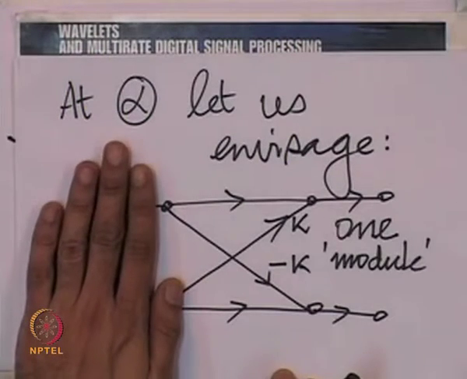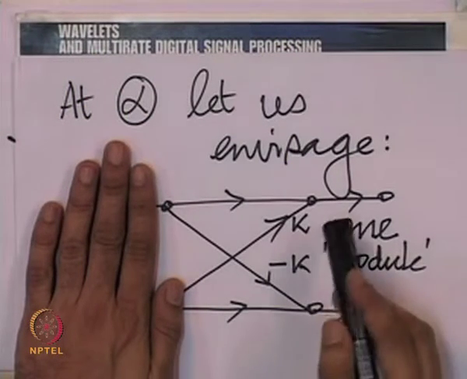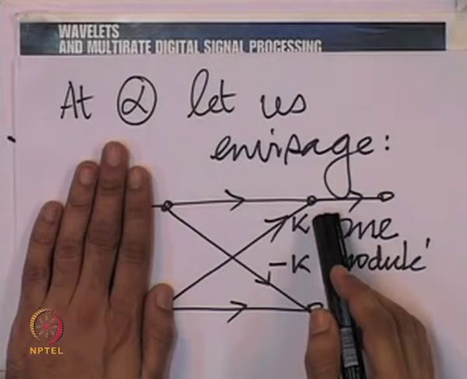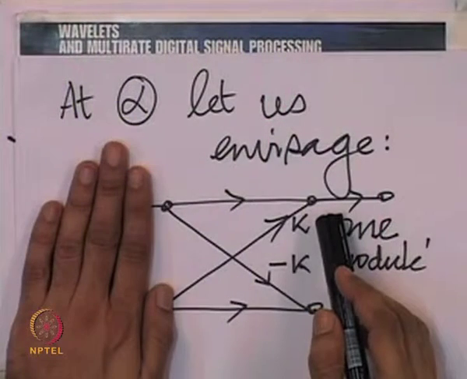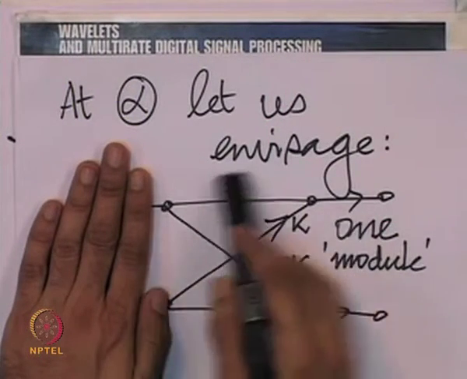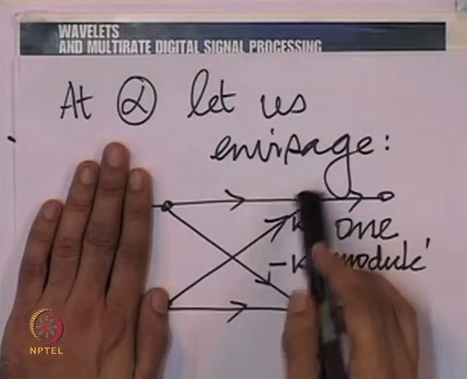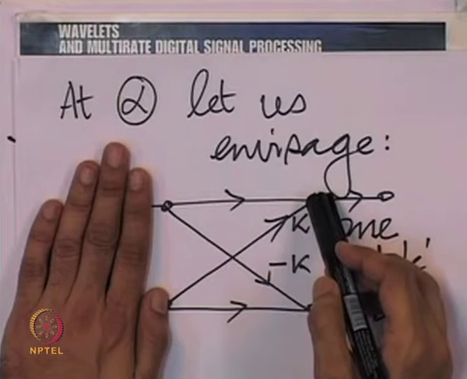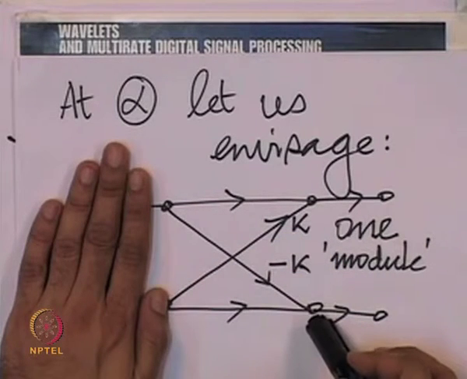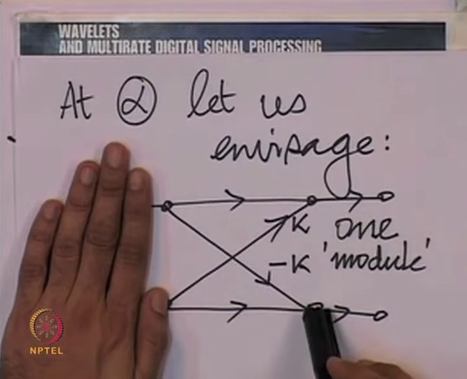Let me draw that structure before you. So, what we are saying is something like this. For the moment, close this. We are saying, for the addition and multiplication part, essentially use a structure like this. This plus k times this, minus k times this plus this.